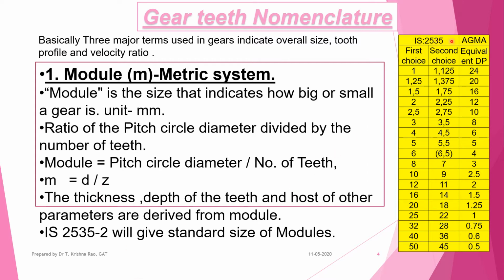Indian Standard has given standard modules as per IS 2535. This table is available in our data handbook volume 2, page number 2361, Table number 23-3. There are standard modules available from 1 mm to 45 mm, and some values are given in brackets. Those values should not be used. They are second choice. To the extent possible, use values without brackets only.